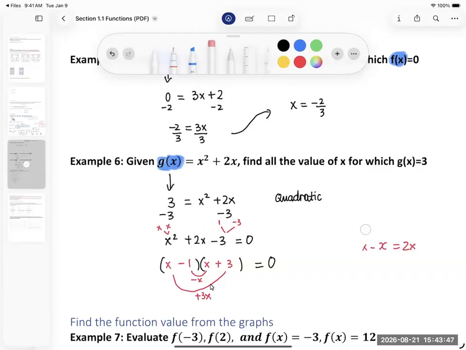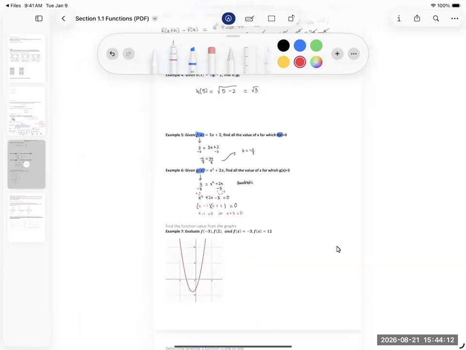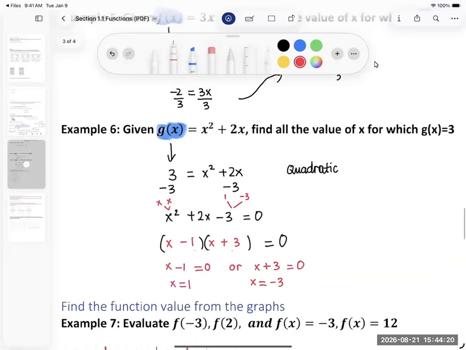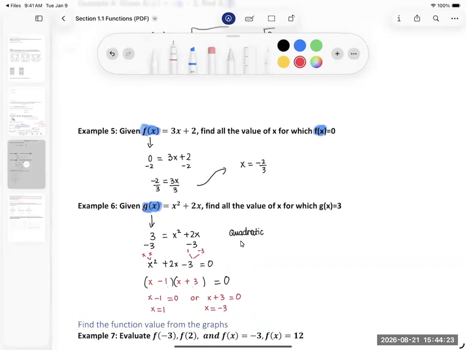So that means our factoring is x minus 1 and x plus 3. So we will solve x minus 1 equals 0 or x plus 3 equals 0. The next step is we're going to set each parenthesis equal to 0 and find out the value of x. So this will give us x equals 1 and x equals negative 3. Okay, so that's how you find the input where the function gives you the output, or find all the values of x.